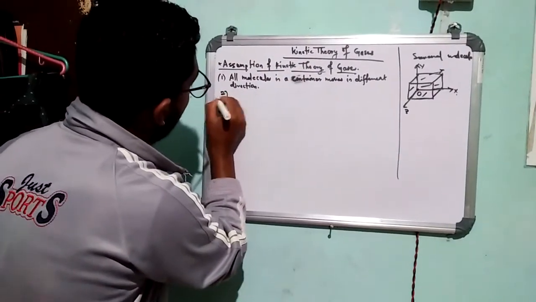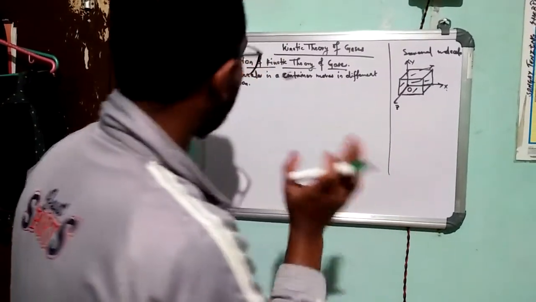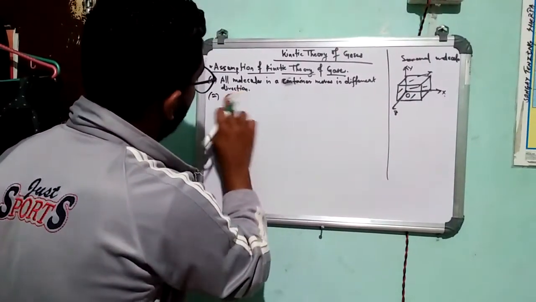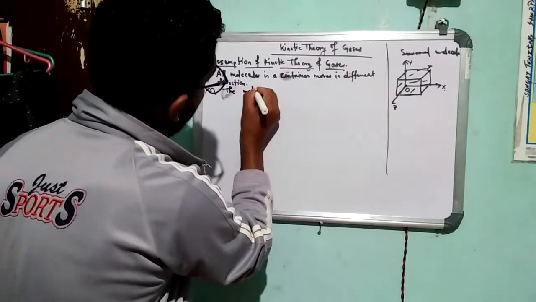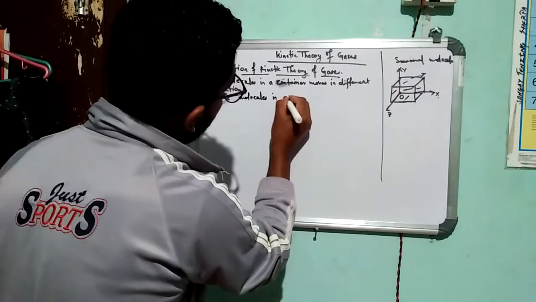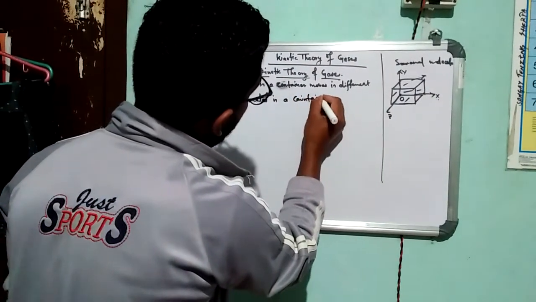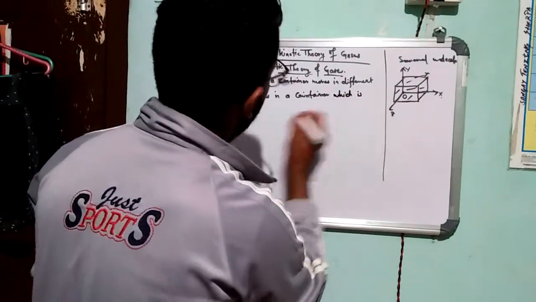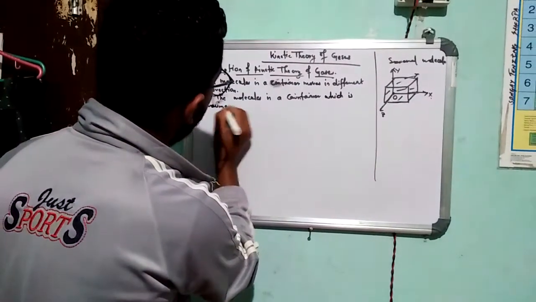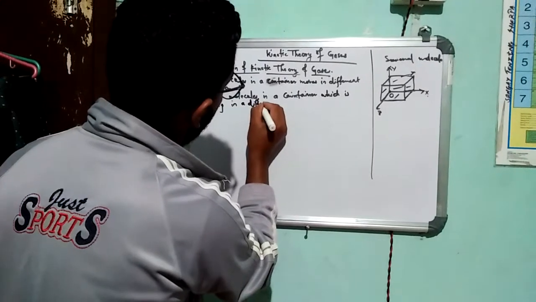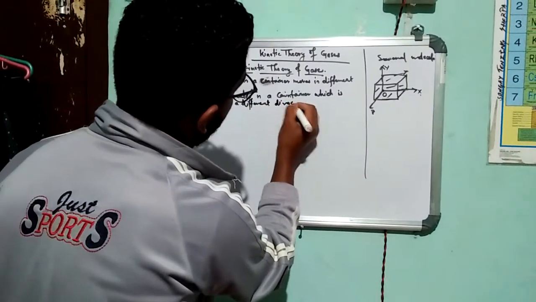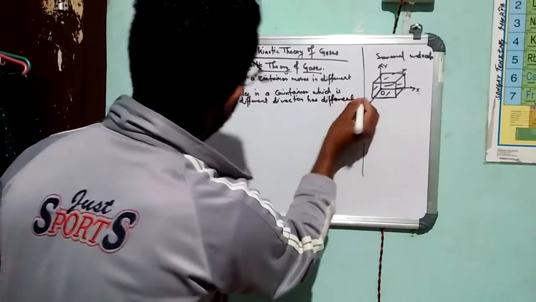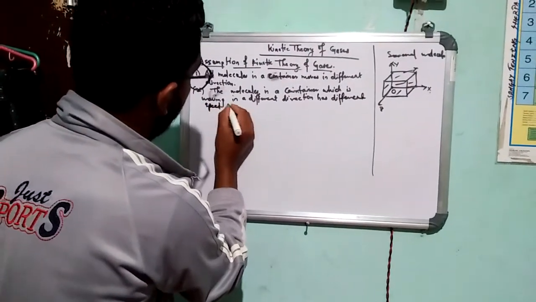Now we'll go to the second assumption of kinetic theory of gases. What the second assumption tells us is that the molecules in a container which are moving in different directions have different speed or velocity.